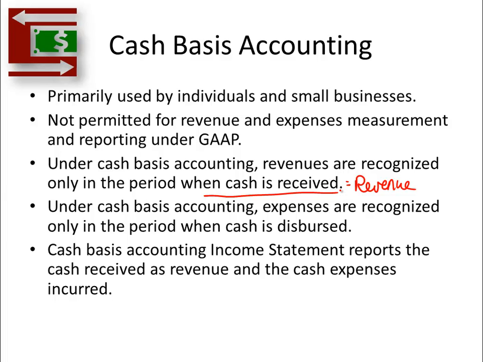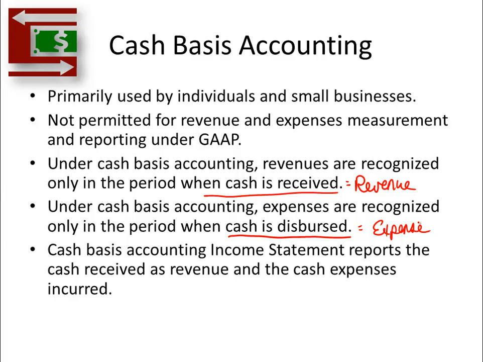Also, under the cash basis, expenses are recognized only when cash is disbursed. So when cash is disbursed, you have an expense. So when you pay for, say, supplies, they go into supplies expense, since you bought them and it's immediately assumed that they're used as well.